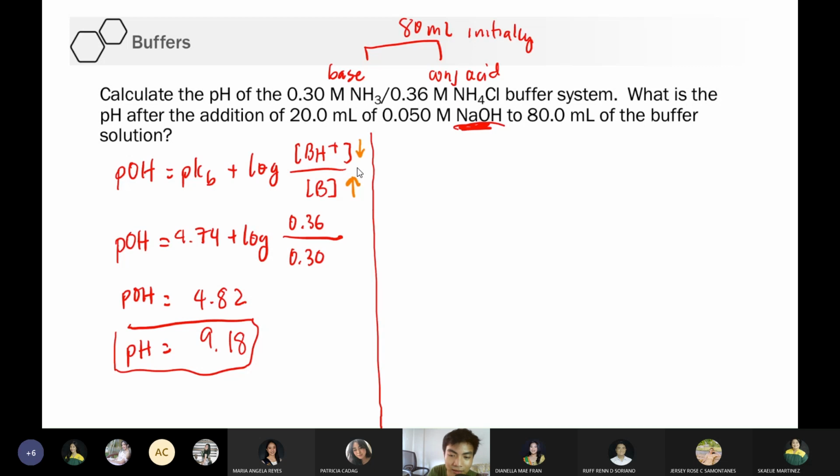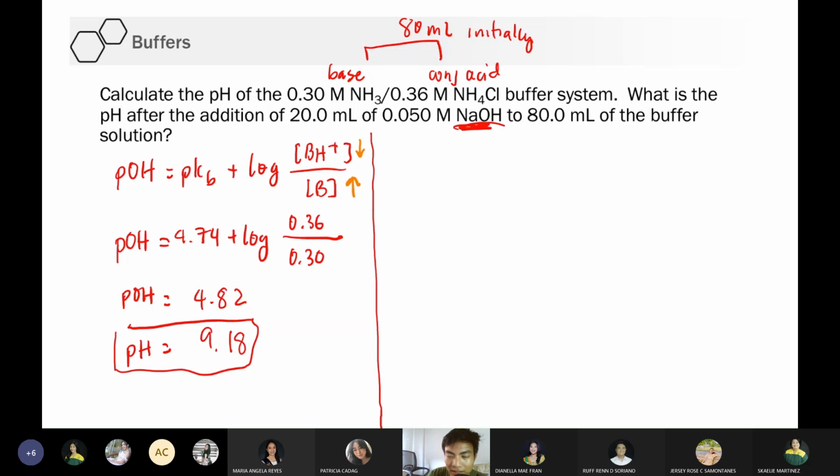So, magkasalungat sila, no? Pag nagdagdag ng base, tataas yung base, bababa yung conjugate acid. Pero pag nagdagdag ka ng acid diyan, yung conjugate acid mo tataas, yung base mo bababa yung kanyang concentration. Okay? Ganito yung nangyayari sa titration. Nagdadagdag tayo ng acid o kaya ng base.